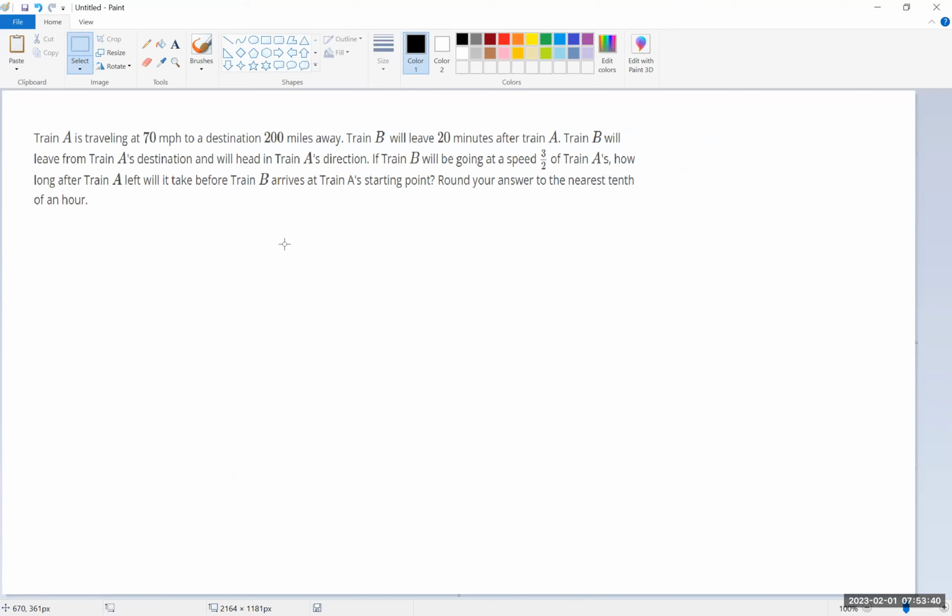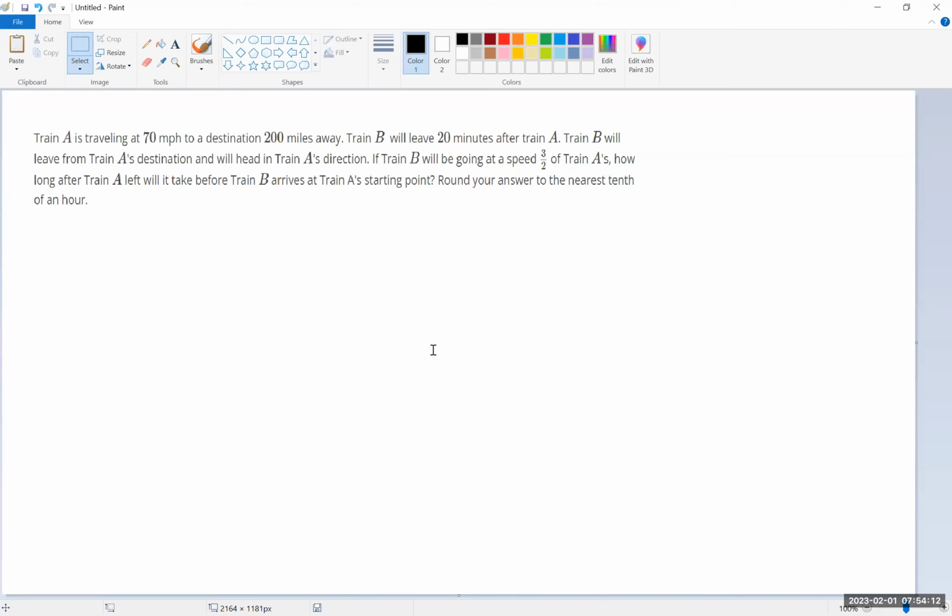If train B will be going at a speed 3/2 of train A's, how long after train A left will it take before train B arrives at train A's starting point? Round your answer to the nearest tenth of an hour. Okay, so there's a lot going on there. So let's take a look and see what it is that we have to start with.